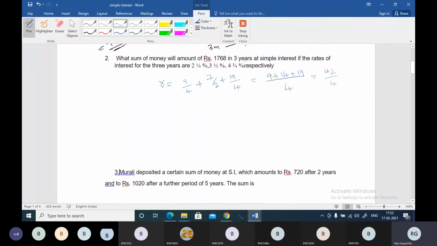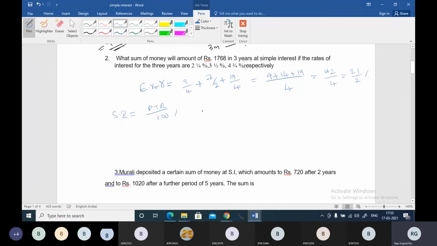42 by 4, it will be 21 by 2 percentage. This is the effective rate, boss. So you can calculate the effective rate for all the 3 years. Now, simple interest for 3 years will be PTR by 100, right?